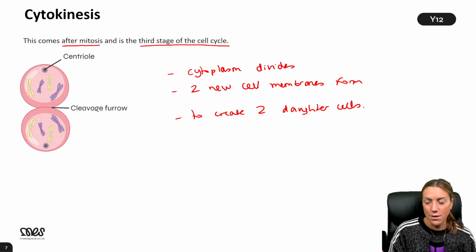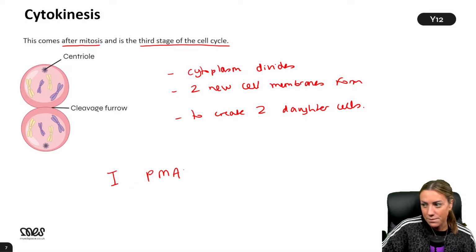Okay, so this is cytokinesis. We've now separated the cytoplasm. We've made 2 new cell membranes. We've created 2 daughter cells. So all together, in terms of what we need to learn, we've got interphase, then we've got mitosis, then we've got cytokinesis.